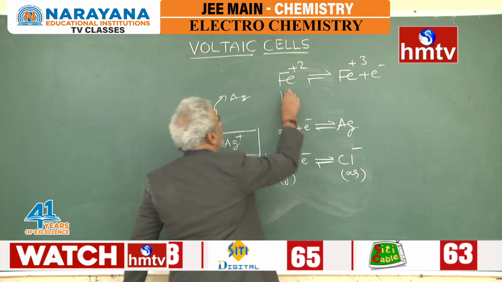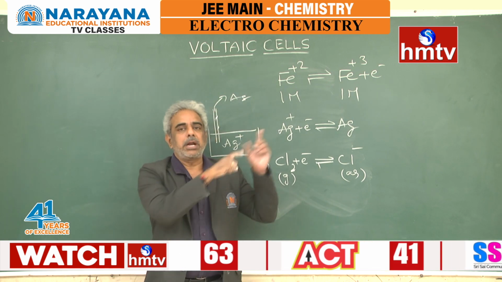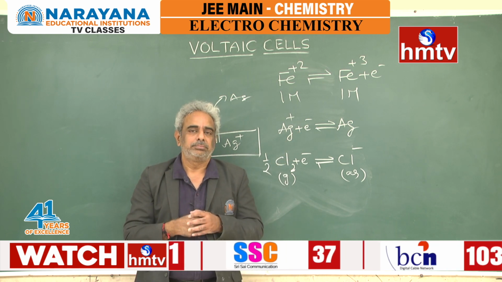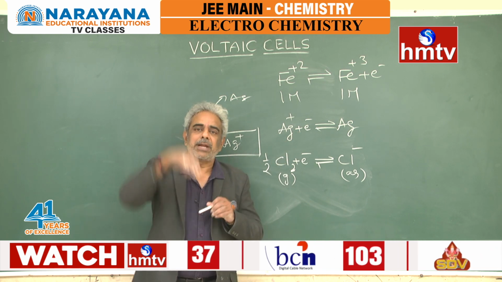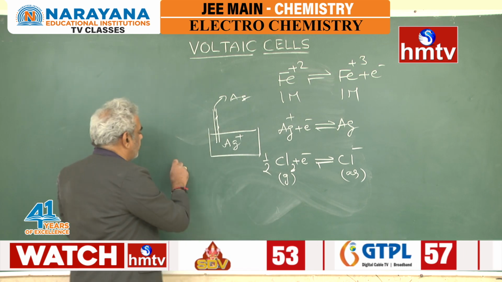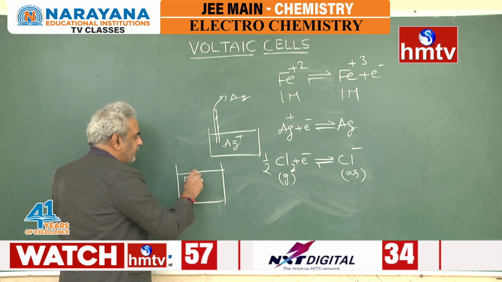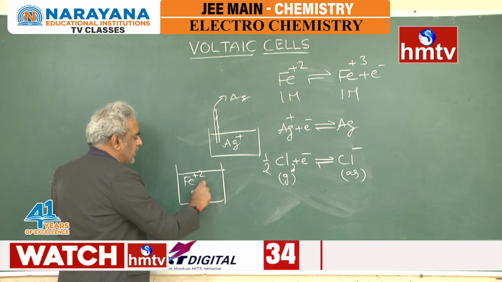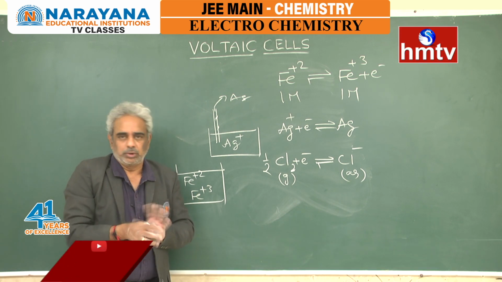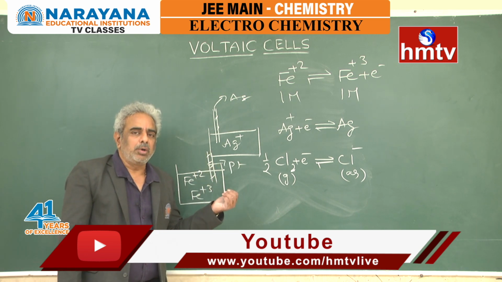Now, keep 1 M, 1 M and the solution at 25 degrees C, and you cannot connect the ions in a circuit. So, what to do? Again, keep a platinum foil in the solution containing both ferrous and ferric. The same solution contains ferrous ions and ferric ions, by dissolving ferrous chloride and ferric chloride, both are soluble. Now, keep a platinum foil. And what is this electrode?